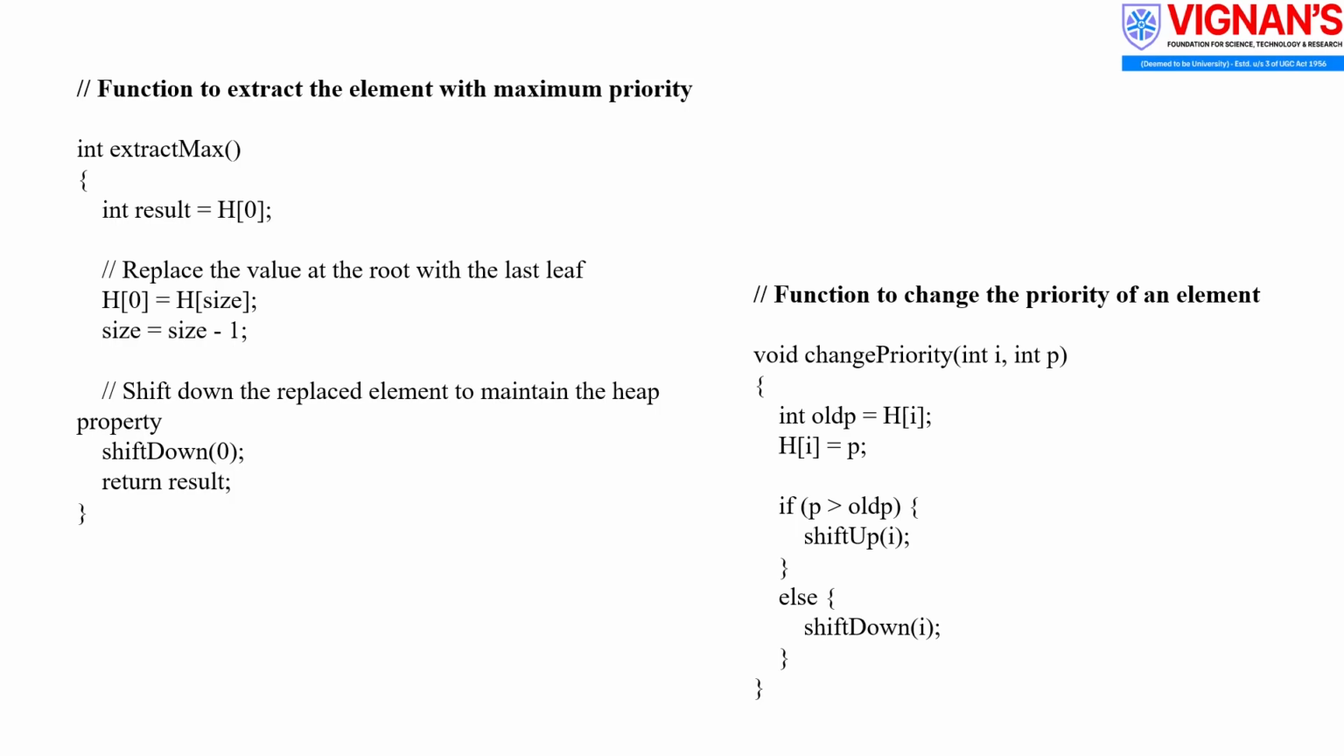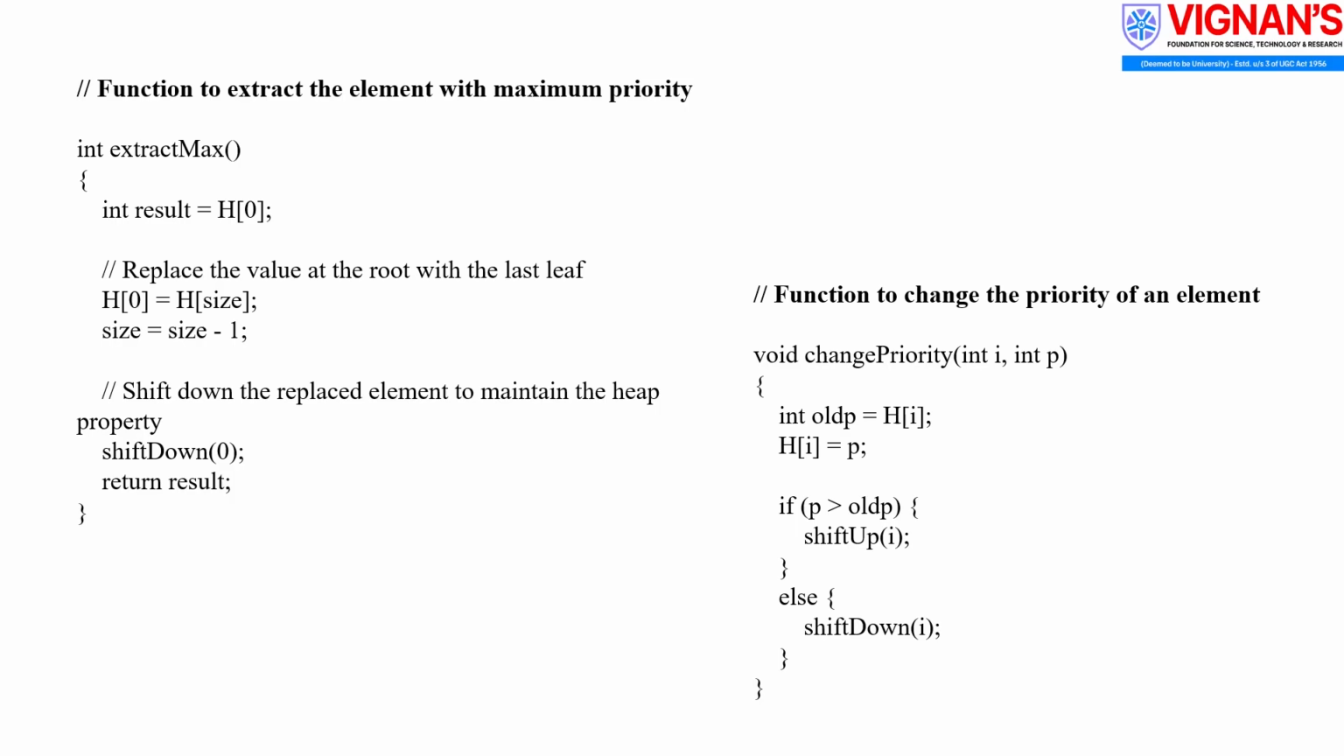Then, the last element in the heap is moved to the root position, and the heap size is reduced by 1. After replacing the root, the shift_down function is called starting from the root to restore the max heap property. Finally, the extracted maximum value is returned.